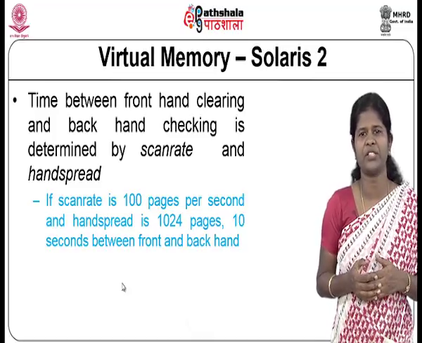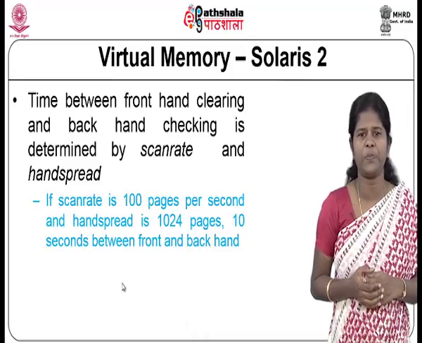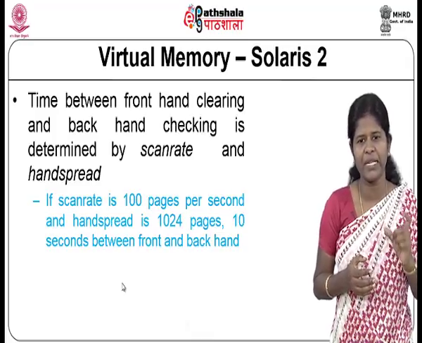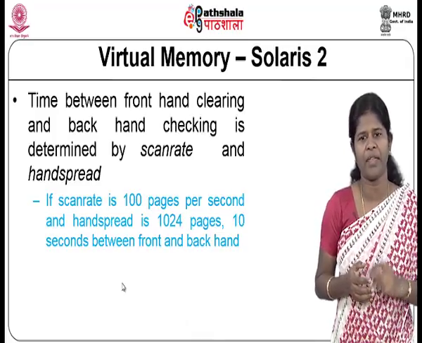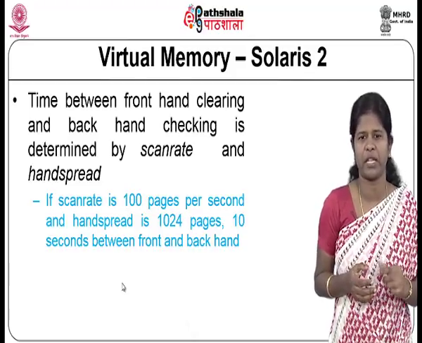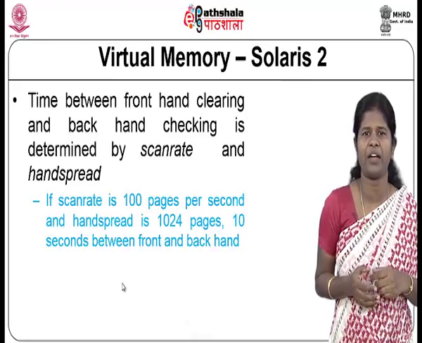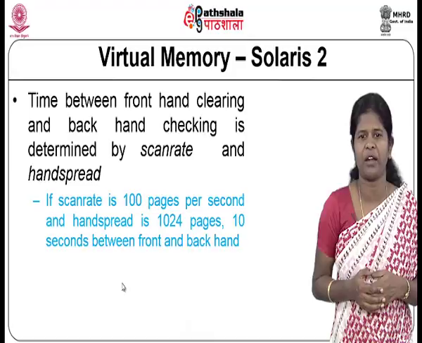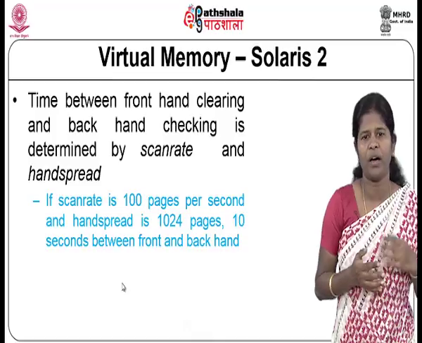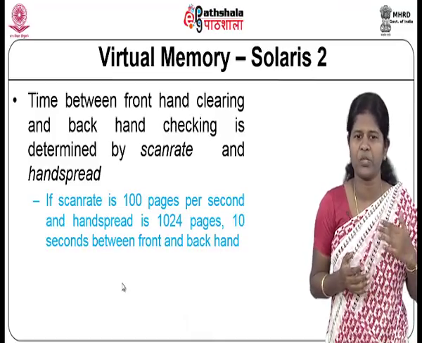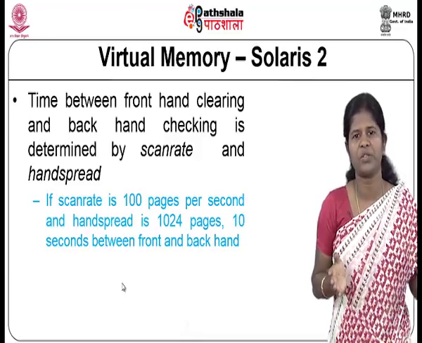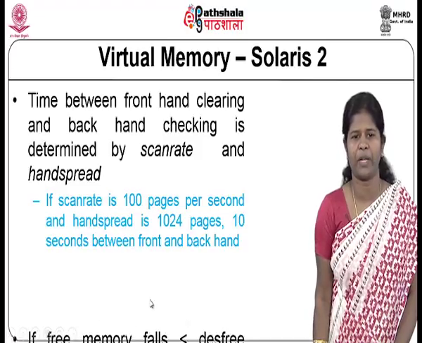Say if the scan rate is 100 pages per second and the handspread is 1024 pages, then you can see that there will be 10 seconds between the front hand and the back hand, because the scan is happening at 100 pages per second. In the first second it will scan 100 pages, in the second it will scan the next 100 pages. So in 10 seconds it will scan nearly 1000 pages. The number of pages between the front hand and the back hand is 1024 pages, and hence it will take around 10 seconds for that to happen.